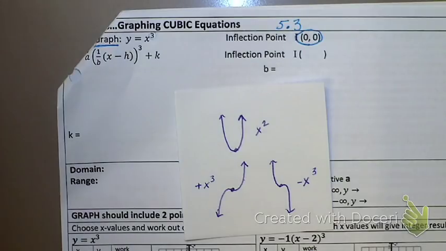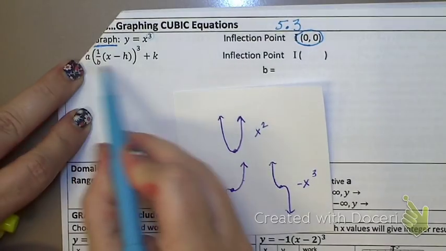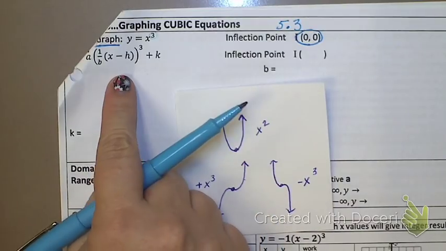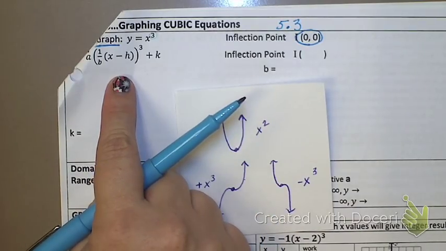Not all cubics are going to be the parent function. Most cubics are going to be some kind of a transformation on that parent function. It's going to be taking that parent function and compressing it and shifting it and reflecting it and so on. And when we do that, we get this equation right here. Now, this equation should look pretty familiar. There's two main differences between this equation and the one that you already know. What are those two differences?